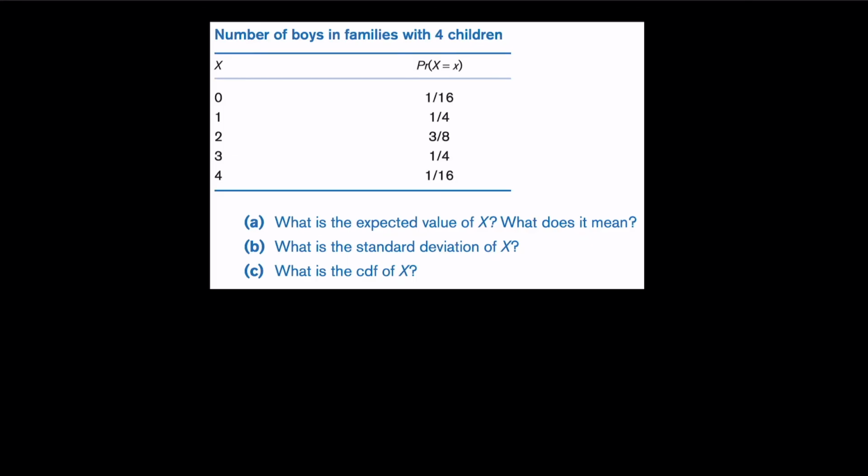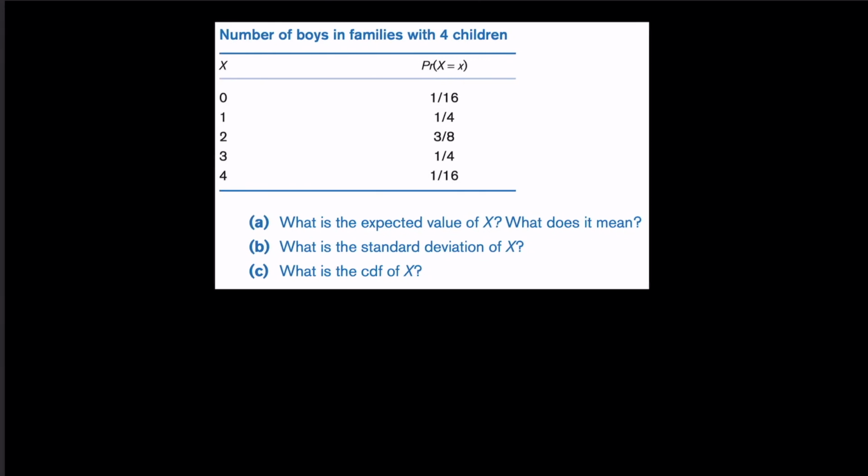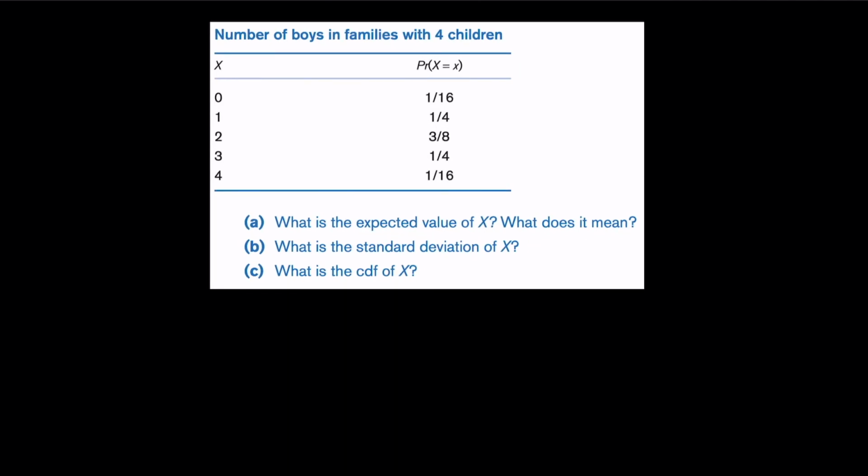This is an example where it shows the table, the probability distribution of the number of boys in families with 4 children. First they are asking you to find the expected value, then find the standard deviation. So first find the variance and then the standard deviation, and third also find the CDF. They have given you fractions, so try to convert them into the original values and then solve the problem. Pause the video right here and try to solve this problem.